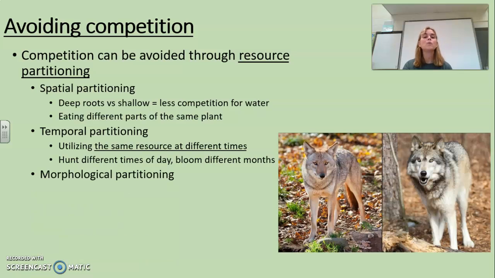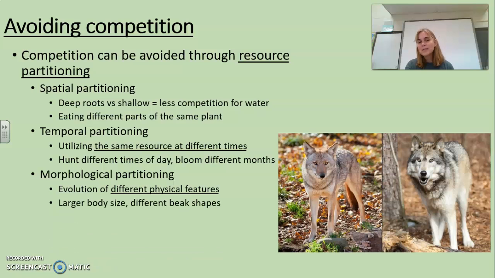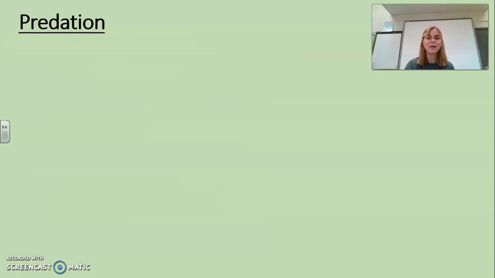Okay. And then morphological partitioning is when species actually evolve different physical features, larger body sizes, different beak shapes. I'm going to post this video. It doesn't let me play it within this video, so I'm going to post this on Google Classroom, but it's showing you how woodpeckers can actually utilize different parts of the tree. Some will have the sap, others will have beaks that are adapted to get insects, or tongues that are adapted to get insects and things like that.